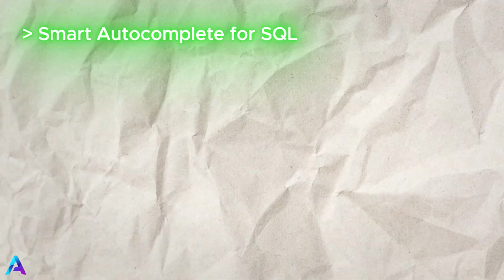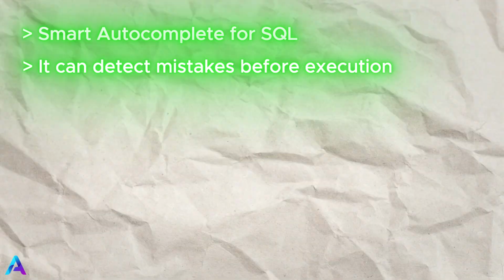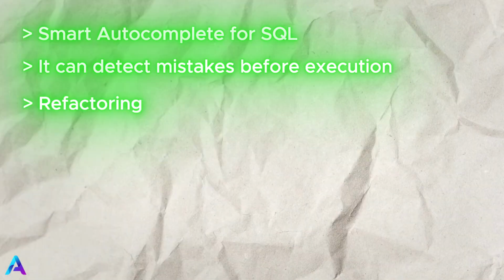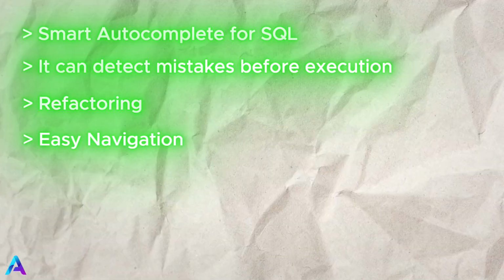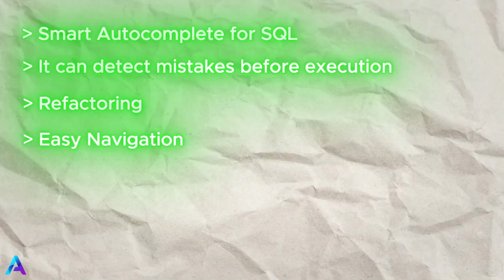Therefore, the features that DataGrip is providing for you are a smart autocomplete dedicated to SQL. It will save you lots of time. It can detect mistakes before you execute your query, just like an IDE, because it is an IDE. Refactoring means it will change your code for the better, but it won't change what it does, like picking better names, etc. And it will help you with navigation.